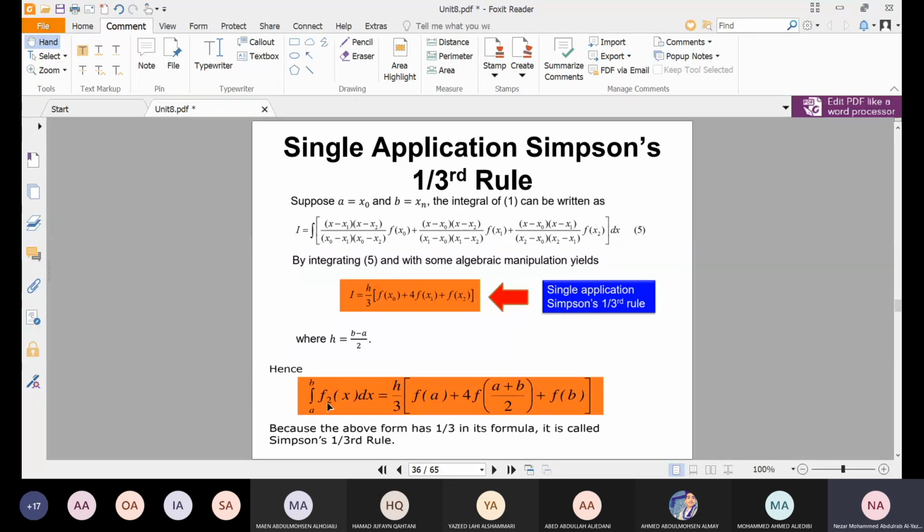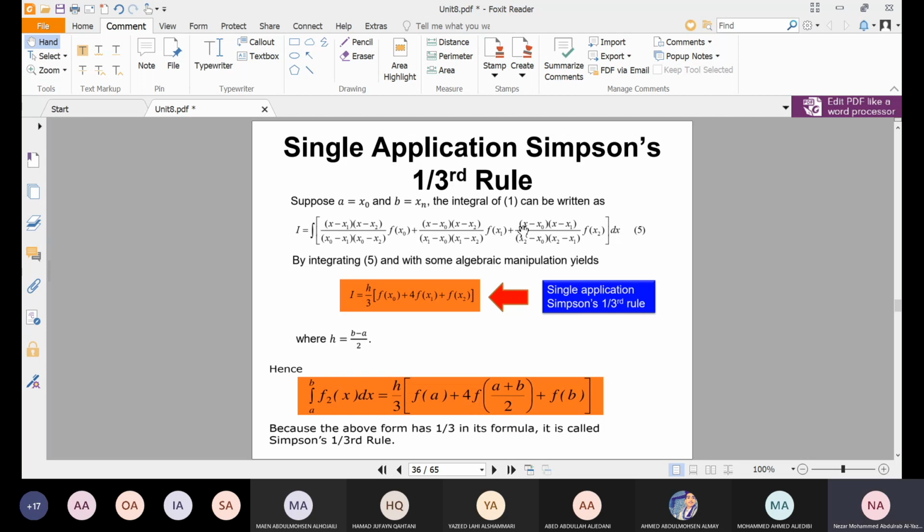You can see f sub 2, that means a second order polynomial, from a to b, take the integration of this second order polynomial. Here we have h over 3 multiplied by the lower bound plus the upper bound plus 4 multiplied by the midpoint. So this is the midpoint between a and b multiplied by 4.